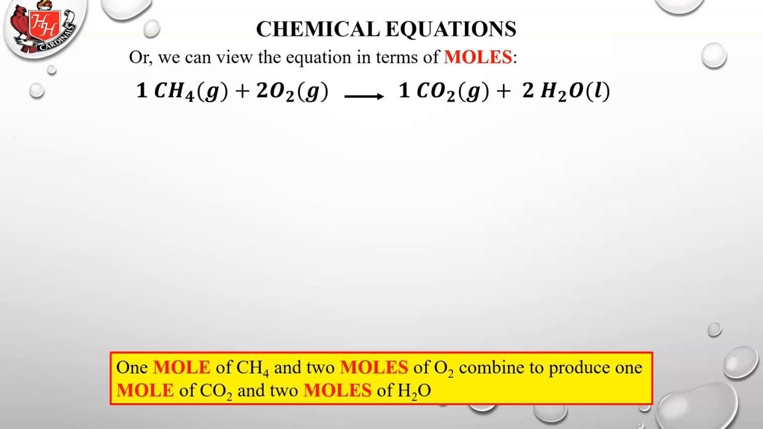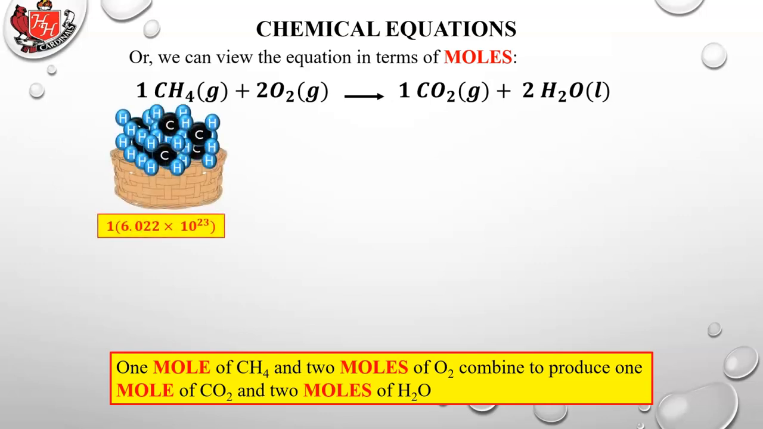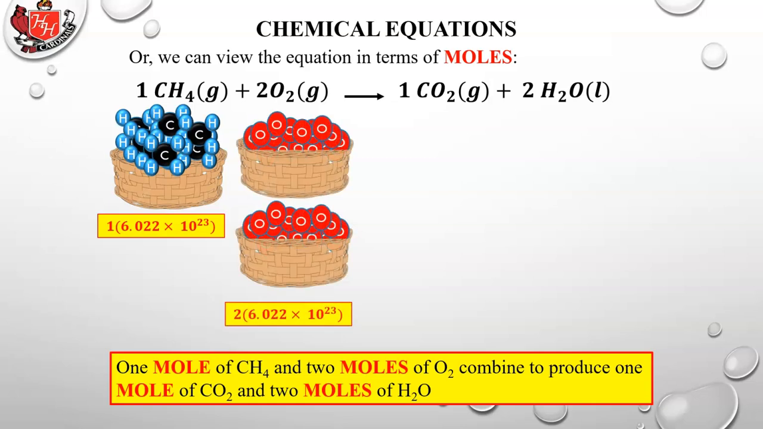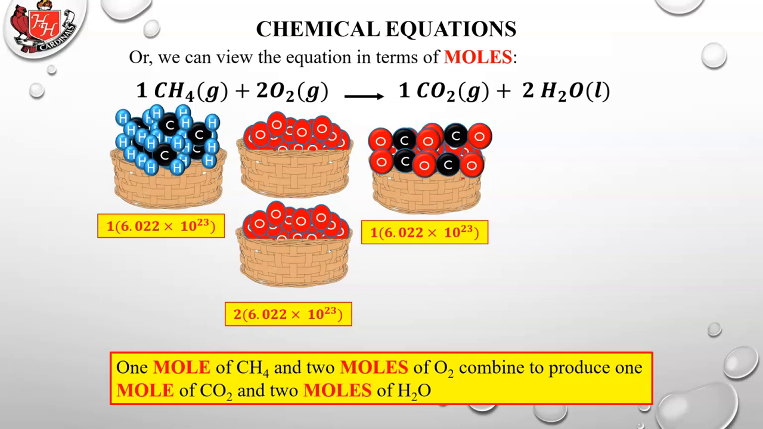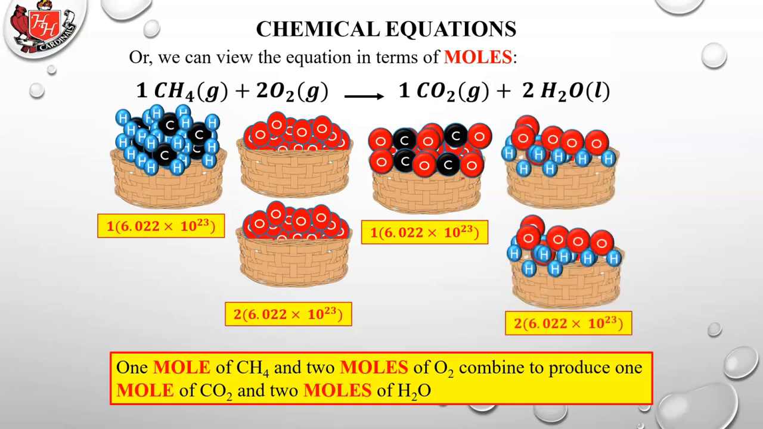We deal with these big bundles called moles that you've been introduced to. So 1 mole of CH4, so you see it's a big basket of methane molecules, and 2 moles of O2 combine to produce 1 mole of CO2 and 2 moles of H2O. So that's the second way we could think of it. The problem with this is if you have to have exactly 2 moles of oxygen and exactly 1 mole of CH4, then it's not really a very practical equation, because the chances you'll have exactly that many is pretty slim.